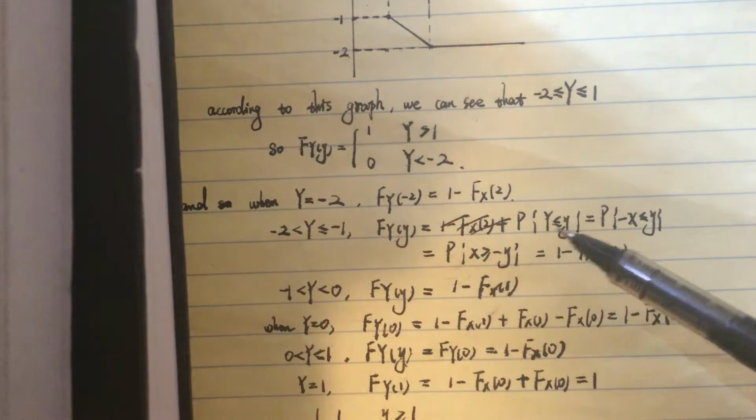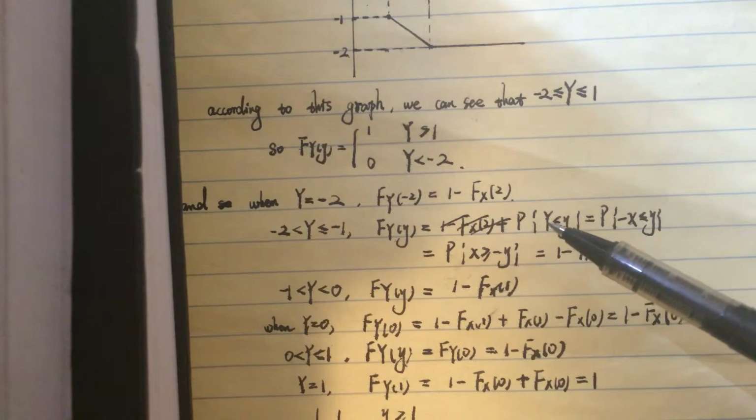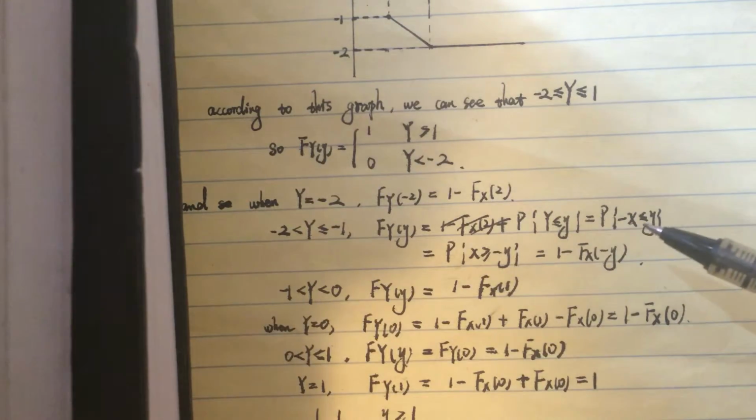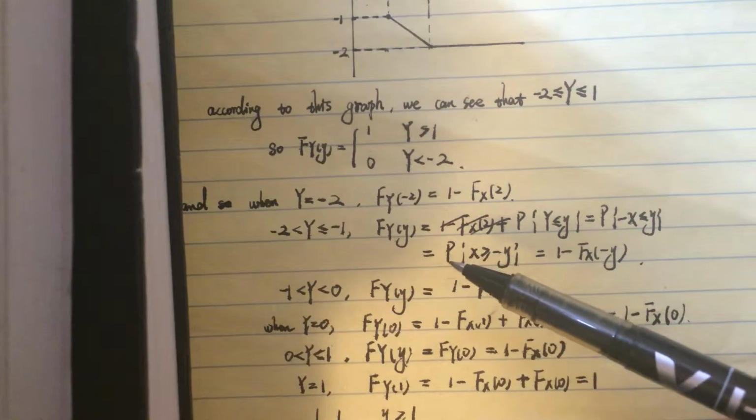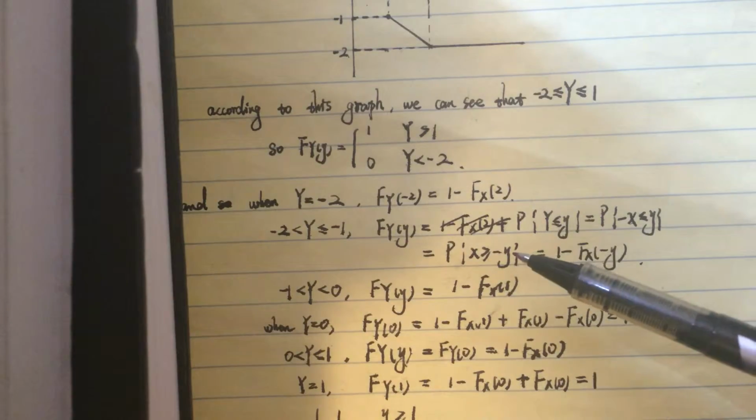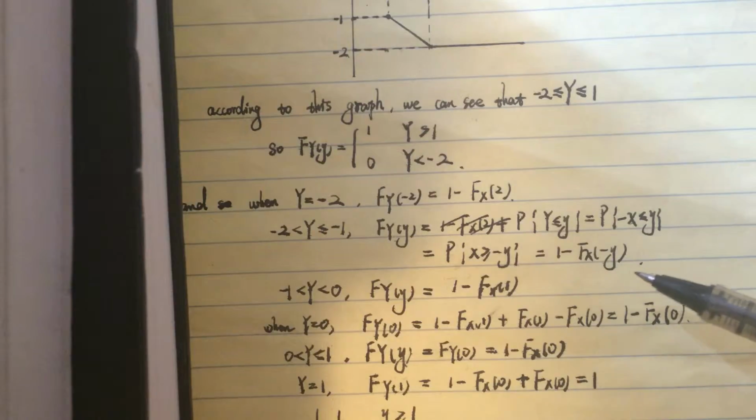And when y is larger than minus 2 and smaller than minus 1, f_Y(y) will equal the probability of this. Since y equals minus x, it will equal the probability of minus x being smaller than y, which equals the probability of x being larger than minus y. And finally, we get 1 minus f_X of minus y.